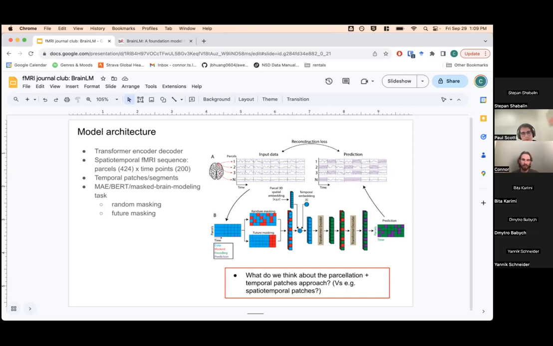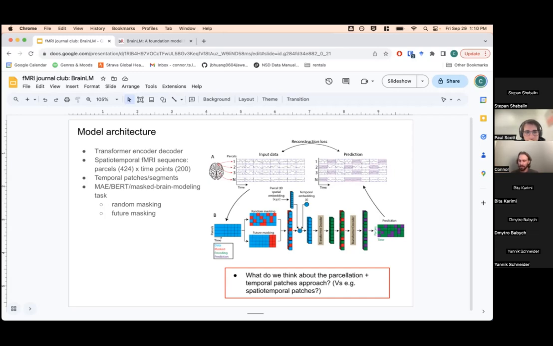They use the AAL atlas, and so for each region in the atlas, they compute the average activity within that region, and then concatenate these into a vector of 424 activity values, one per region. At every time step, they have one of these activity vectors, and the overall input to the model is a sequence of 200 time steps. So the overall input size is 424 by 200.